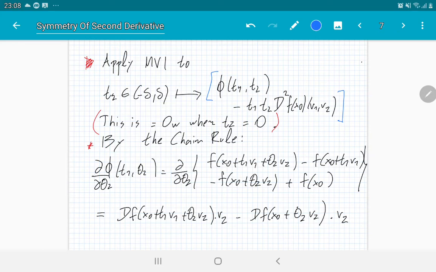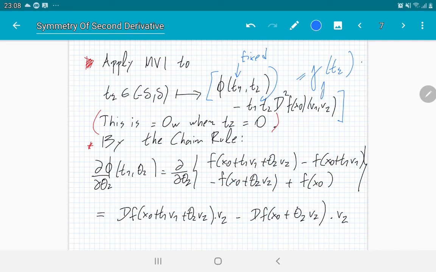This is an expression that depends on both t1 and t2. So in order to apply the mean value inequality, I'm going to hold t1 fixed, and I'm going to let t2 vary. That's what's over here. Now, this would be my function gamma of t2, which I'm going to differentiate.